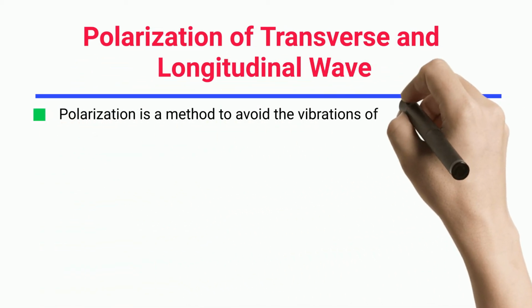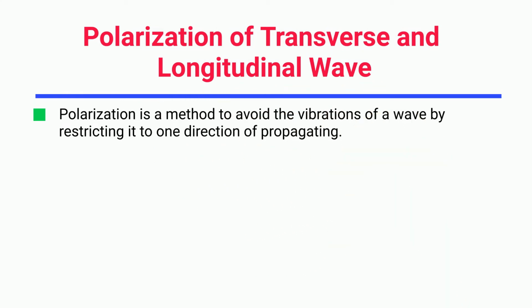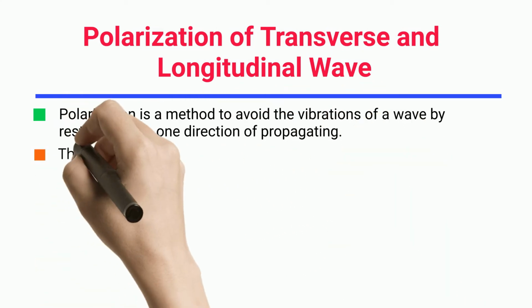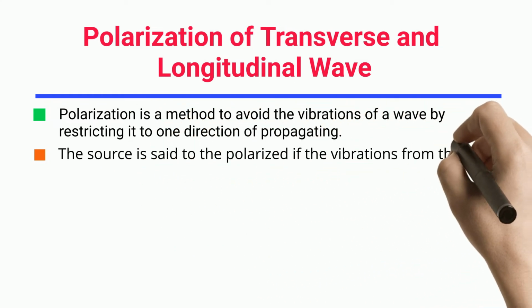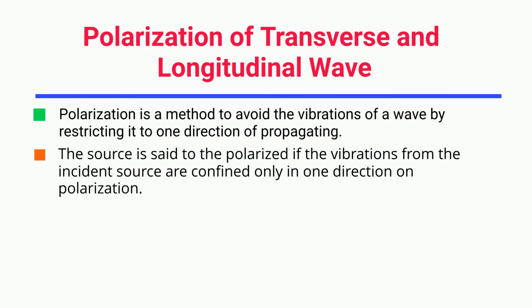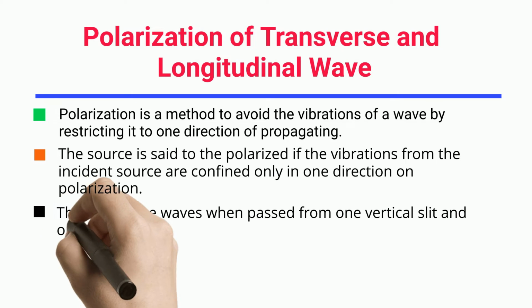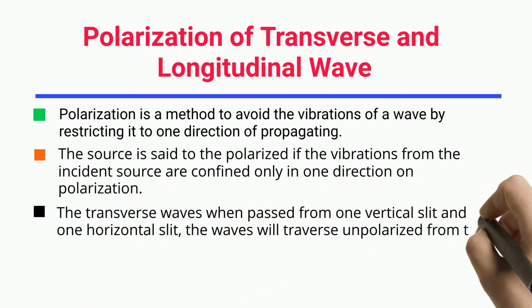Polarization is a method to avoid the vibrations of a wave by restricting it to one direction of propagation. The source is said to be polarized if the vibrations from the incident source are confined only in one direction on polarization.